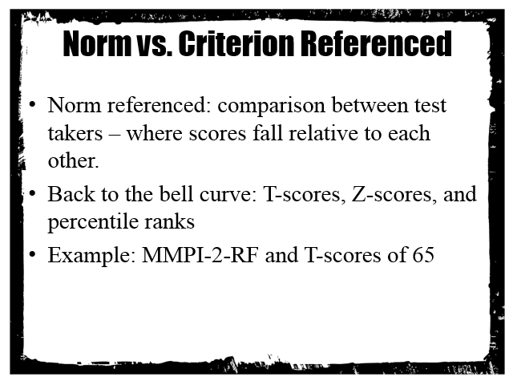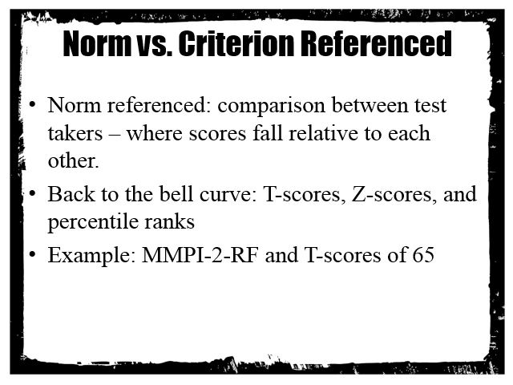Let's look now at norm versus criterion referenced assessment. A norm referenced assessment compares test takers. It's interested in where scores fall relative to each other. So, for example, if one individual takes a test, we're interested in how their scores fall relative to the population norm group who originally took the test.